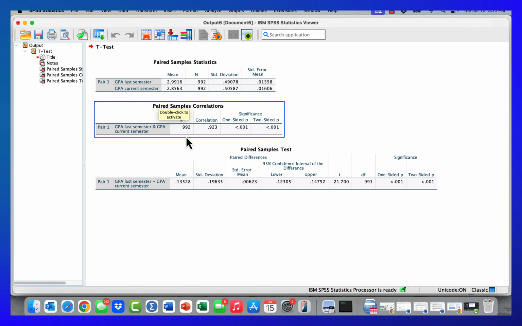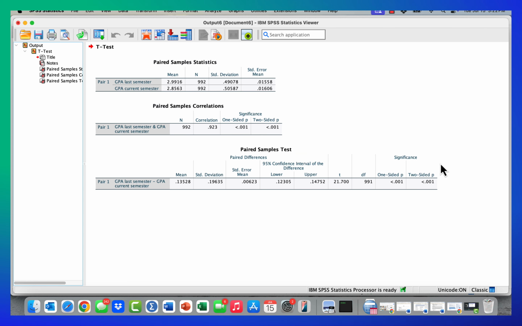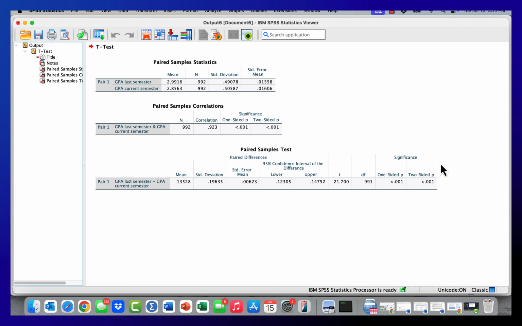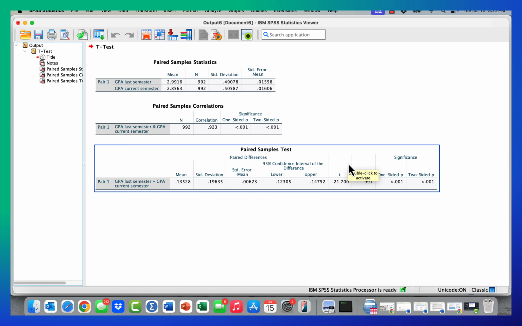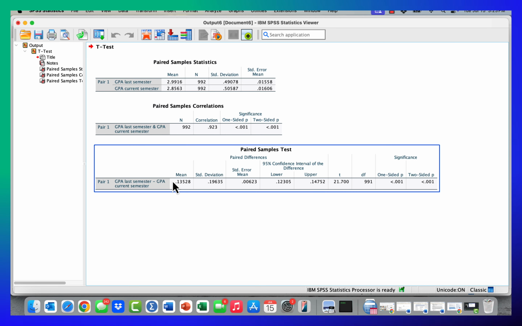GPA from last semester and current semester are pretty strongly related because we're looking at the same people and their performance over time. But once again, our paired samples t-test output is the most important table to look at when we're reporting our results. And how do we interpret this?